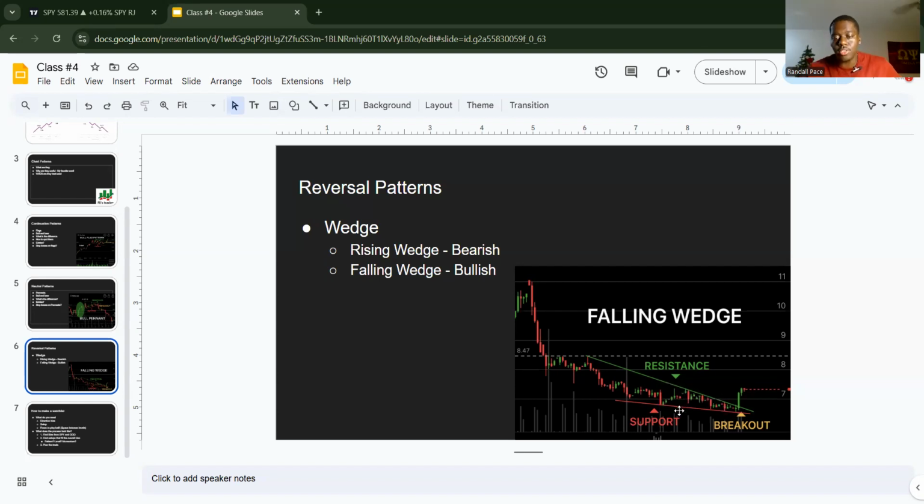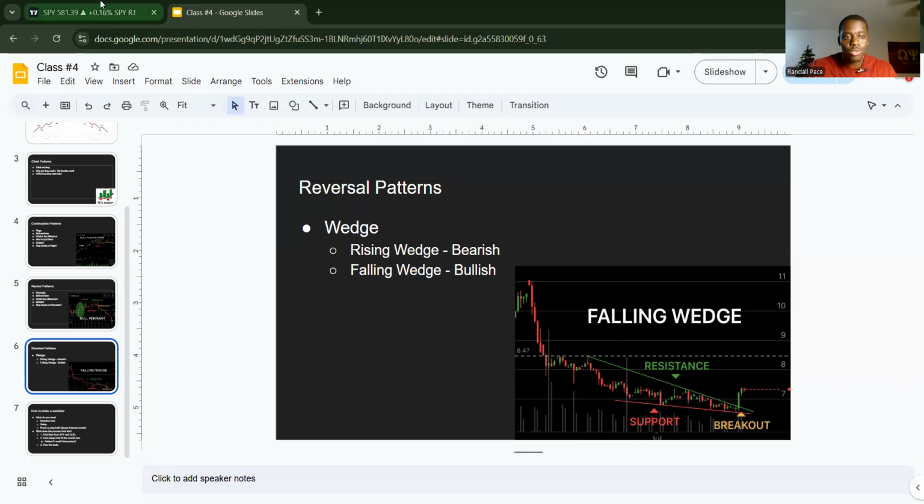A falling wedge is a bullish pattern. Same thing like other patterns, you're looking for it to break out. Falling wedge, you only play to the upside. You don't play a falling wedge to the downside. All right? Falling wedge, bullish pattern, you're looking to play it to the upside.